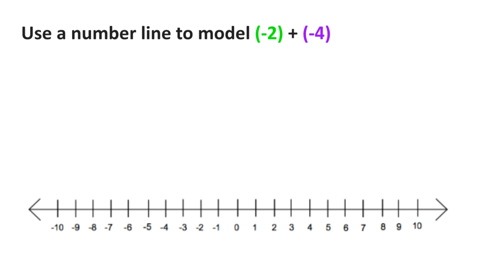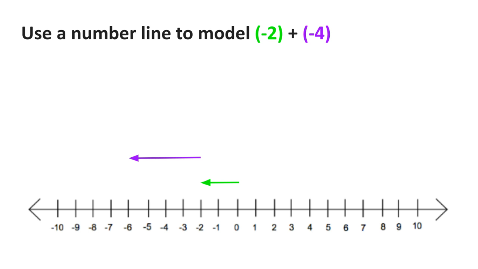This time, both my integers are negative. I'm going to start at 0 and show with an arrow negative 2. It's 2 units long and it's moving to the left, a negative direction. I'm going to add on to that negative 4.